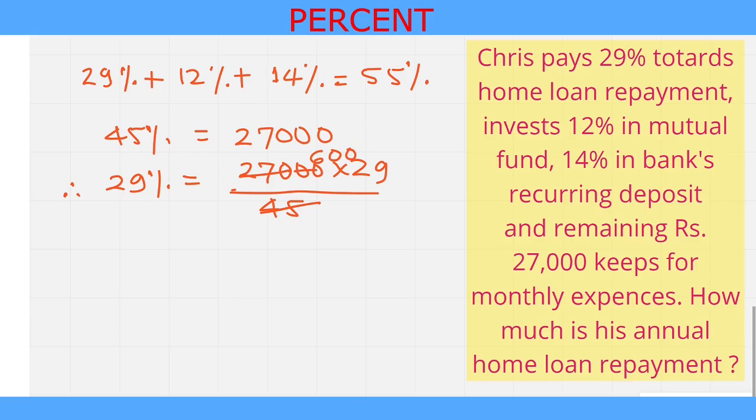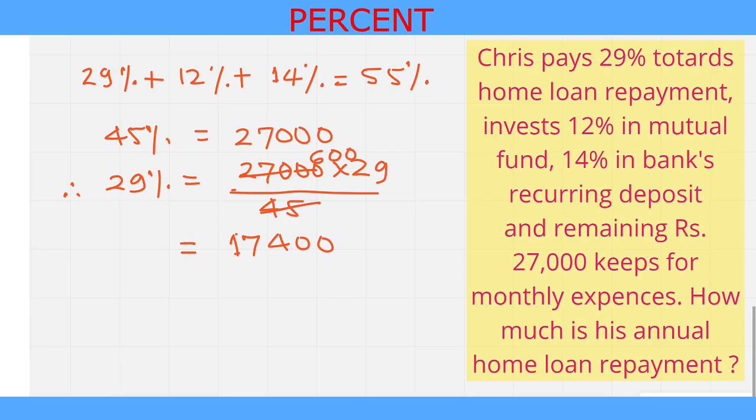This is equal to 600 multiplied by 29. For fast calculation, what should we do? Instead of multiplying it by 29, we multiply it by 30 and then subtract 600 from it. So 3 times 6 is 18. That will be 18,000. 18,000 minus 600 will be 17,400. Thus 600 multiplied by 29 will be 17,400.